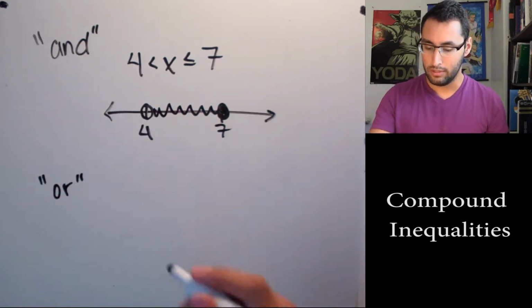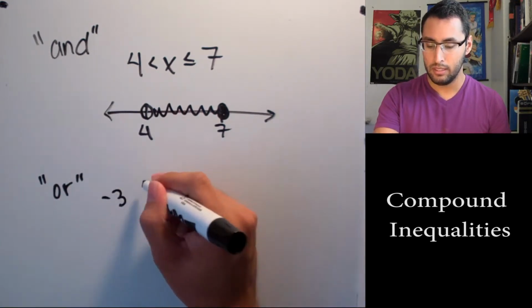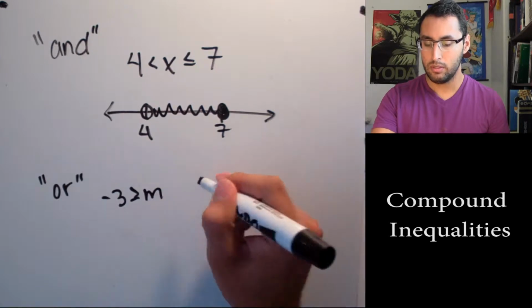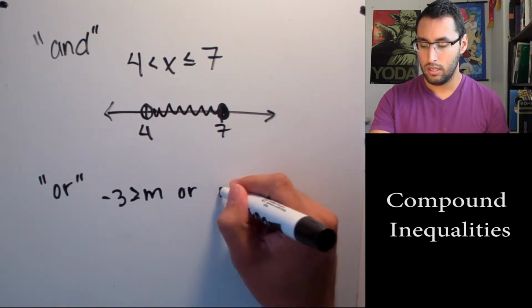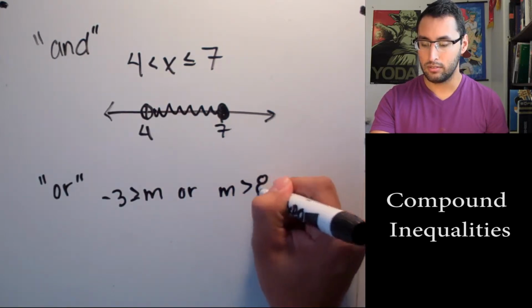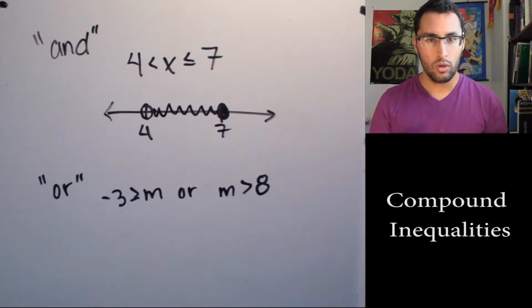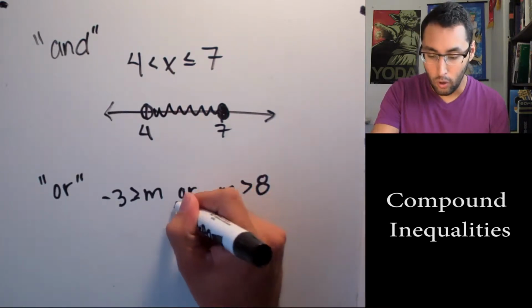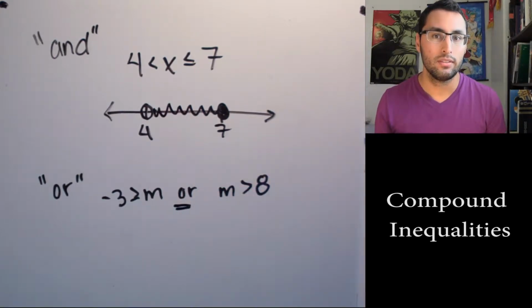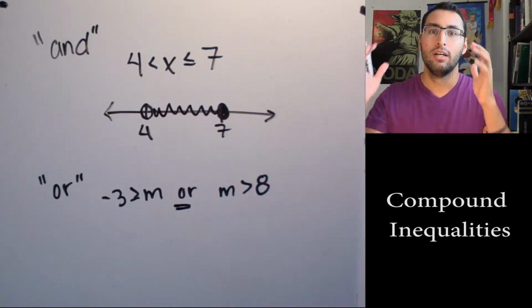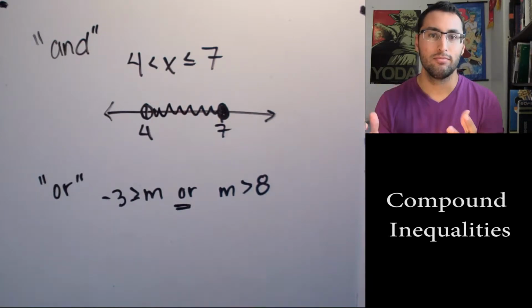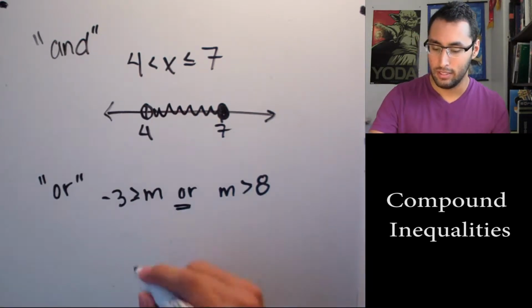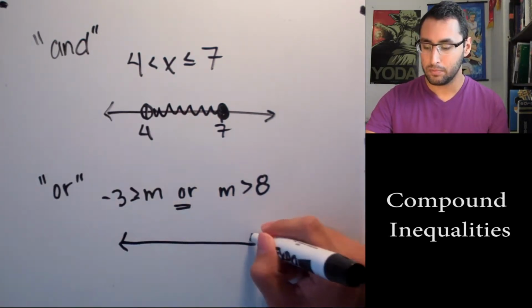For the word or, I'll give you this example. Let's have -3 is greater than or equal to m, or m is greater than 8. For or compound inequalities, it'll always tell you. There will always be the word or in it. So if it's ever the word or in it, you know, oh my gosh, it's an or inequality. Okay, so let's draw a number line for this.